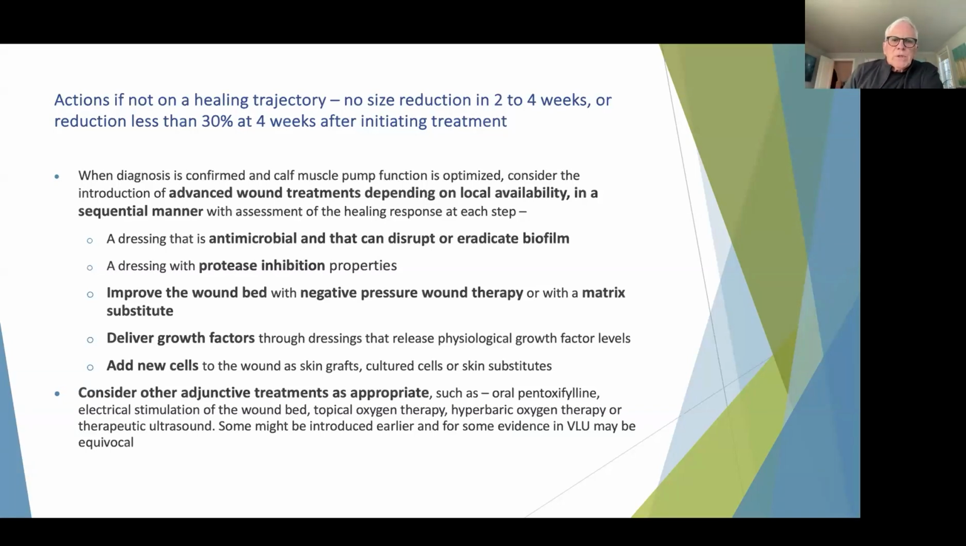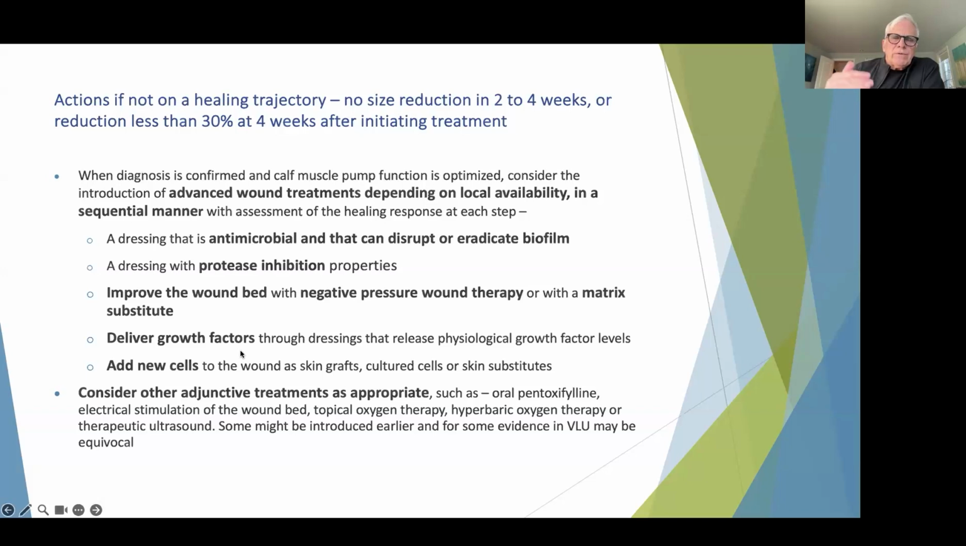If there's no response, then go to something that's inhibiting proteases, which we know are present at elevated levels in non-healing wounds. And there are dressings that will do that. If it's still not responding, then look at how you improve the wound bed, and that might be by using negative pressure. Negative pressure does other things as well, or adding a matrix substitute, which helps to improve that wound bed. If it's still not healing, then the next is the opportunity to add growth factors. We don't have a lot of options, but we do have some dressings that have levels of growth factors within them that can help the healing.